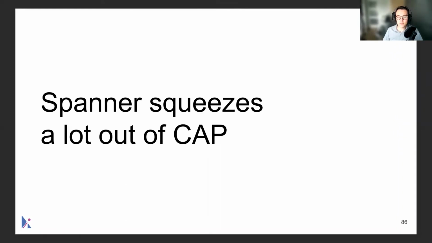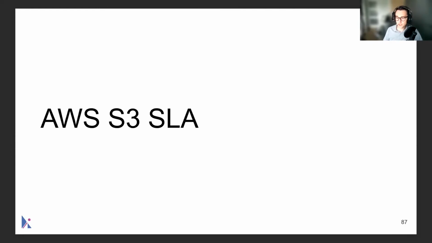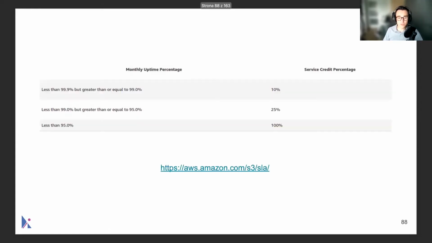And as you can see, Spanner squeezes really a lot out of the CAP theorem. So it's very, very close to getting all three at the same time, but of course it's impossible to do so. And since we've jumped into the SLA of Spanner to better understand what it provides in terms of the CAP theorem, we can do the same for S3. And if we take a look, instead of the 5 nines, we will see only 3 nines of availability. And this is like the default expected availability for S3.